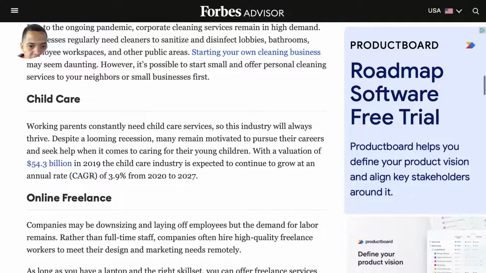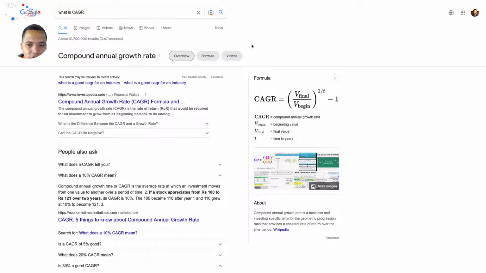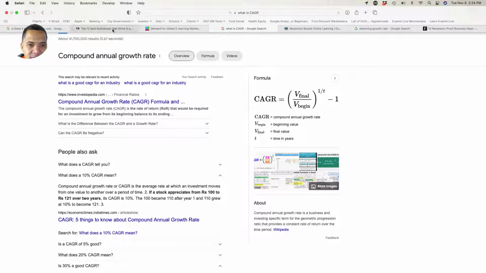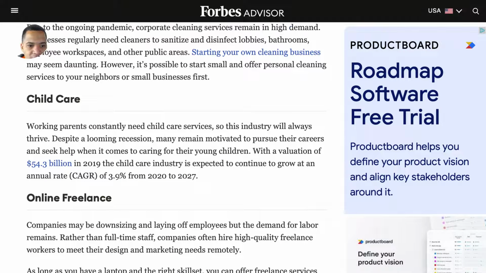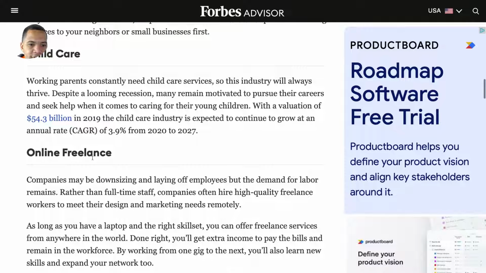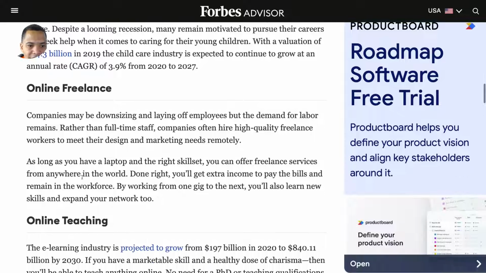Childcare, an expected annual, what is that? What is CAGR? Compound annual growth rate. I had looked that up. I couldn't remember what it was. Compound annual growth rate. Let me slow down my speech here. Compound annual growth rate of 3.9% from 2020 to 2027. So it's expected to grow anyway. Online freelancers, right? Companies may be downsizing and laying off employees, but the demand for labor remains, right? So you become an online freelancer.